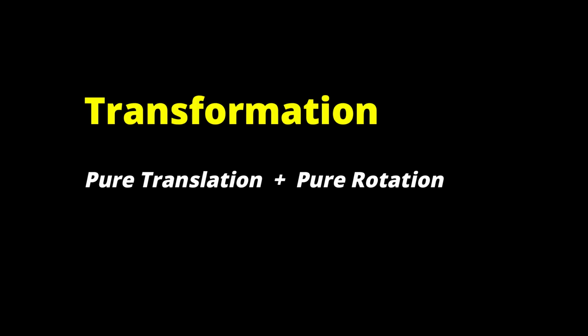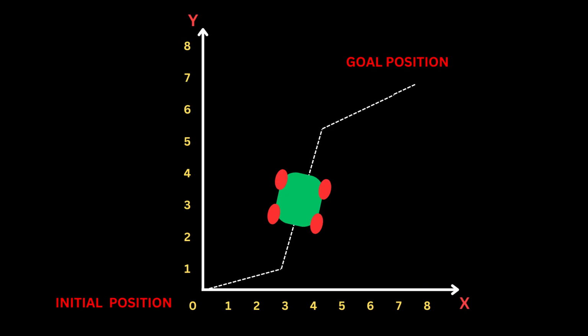Now moving towards transformation. Transformation is very simple. It's the combination of pure translation and pure rotation that we just discussed. By using transformation, we can get the final position and orientation of the robot, that is, how the robot can move from its initial position to the goal position.